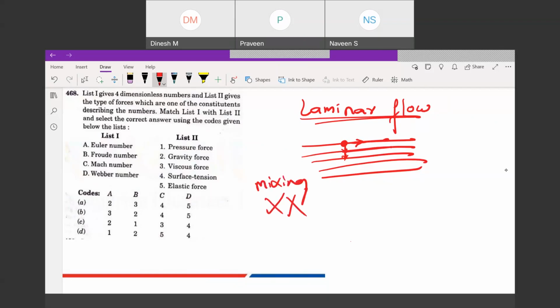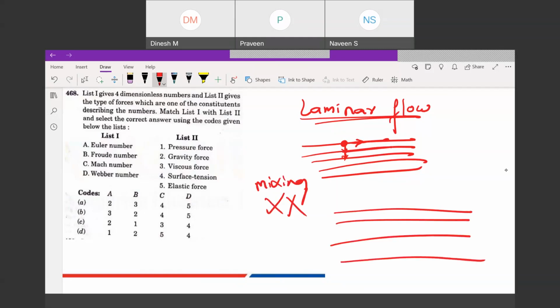But in turbulent flow, if different layers are there, this molecule will travel here, so there will be so much mixing. This happens because it has high inertia, or high energy, or higher velocity. If it has higher velocity, it will jump to the next layer, and mixing will happen. But in case of laminar flow, viscosity is higher, and it has lesser inertia.